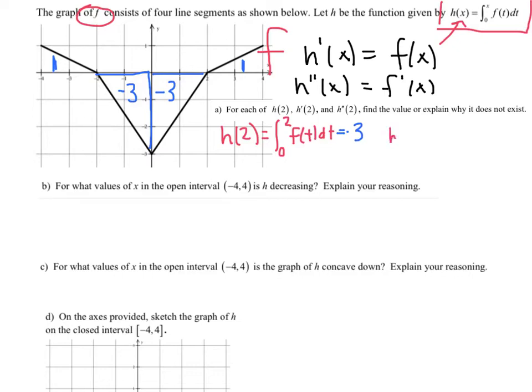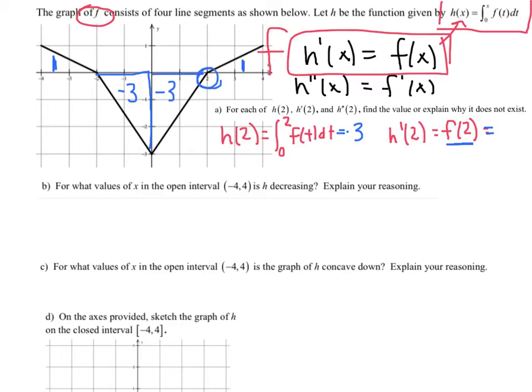Alright, let's go get h prime of 2. Once you've made the cheat sheet, look how easy this is. h prime of 2 is equal to f of 2. So now I'm going to go use my graph, and all I'm doing is evaluating f of 2. So f of 2 has a height of 0.